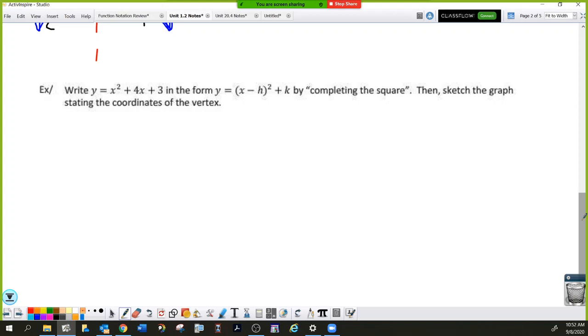So it says write. Now, this is straight up and down an IB style question, one of the easy ones. I've seen them like this. It says write this quadratic in this form, by completing the square. That means you didn't have an option. You were told you had to use completing the square. Then sketch the graph stating the coordinates of the vertex.